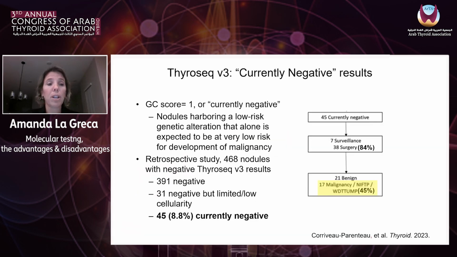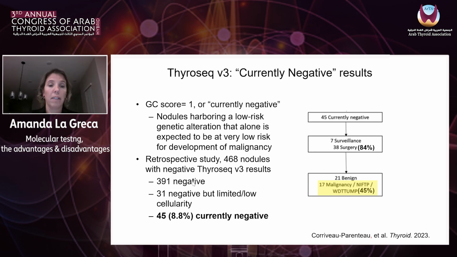On the ThyroSeq V3, the currently negative results had a score of 1. Remember, they had a score of 0, 1, and 2. And these nodules were harboring a low-risk genetic alteration that alone is expected to be a very low risk for development of malignancy. This was a retrospective study, and 468 nodules had negative ThyroSeq V3 results.